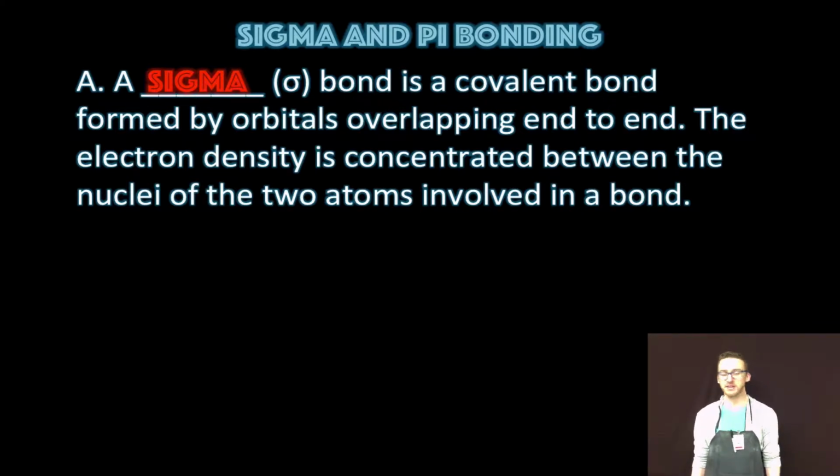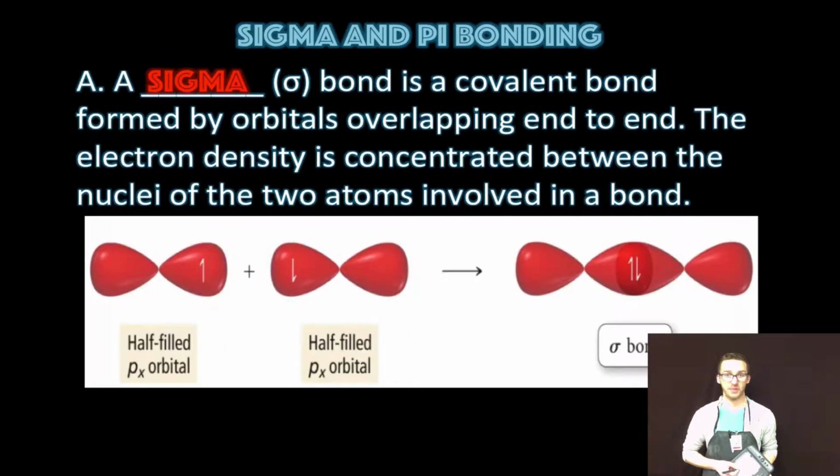A sigma bond is a covalent bond that's formed by orbitals overlapping end to end. The electron density is concentrated between the nuclei of the two atoms involved in the bond. Here's a great image that represents a sigma bond. Half-filled p orbital from one atom, half-filled p orbital from another atom. When they overlap end to end, you get what's called a sigma bond.